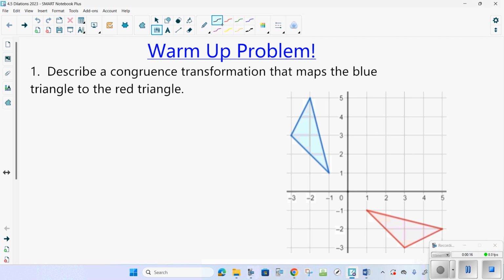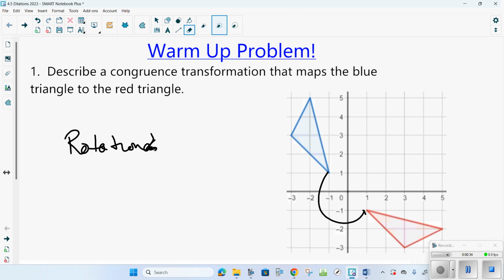Describe the congruence. Now, you'll notice that this is definitely not a translation because ultimately you're seeing this dot rotate around, and it's rotating around a full 180 degrees. So that is a rotation. And we're not erasing there. There we go. A rotation 180 degrees.